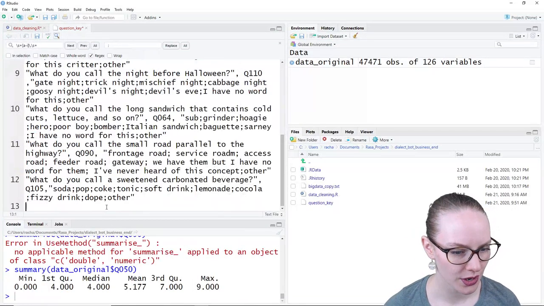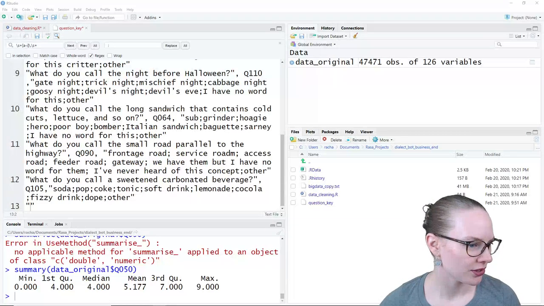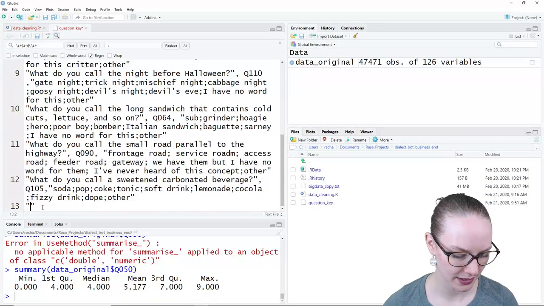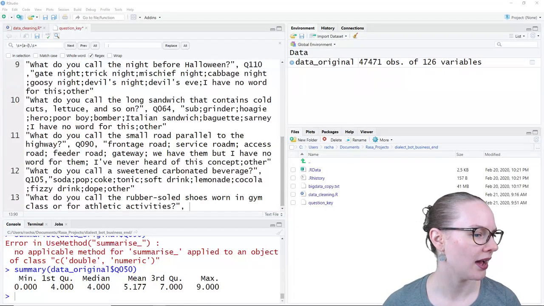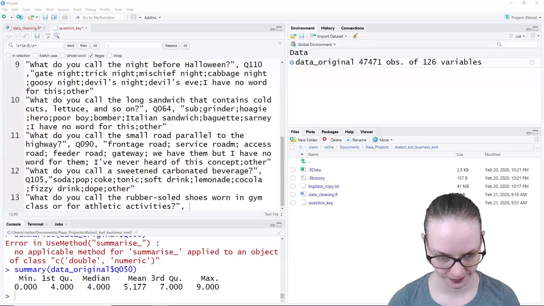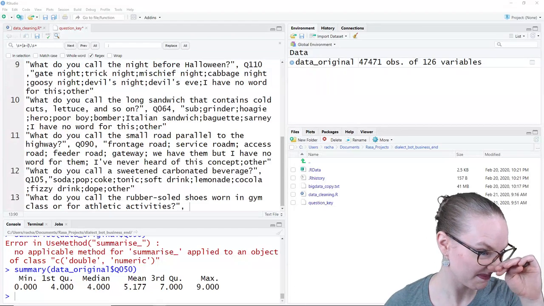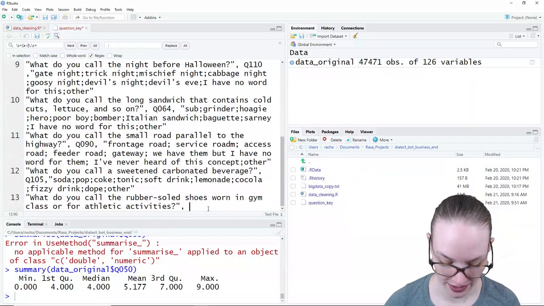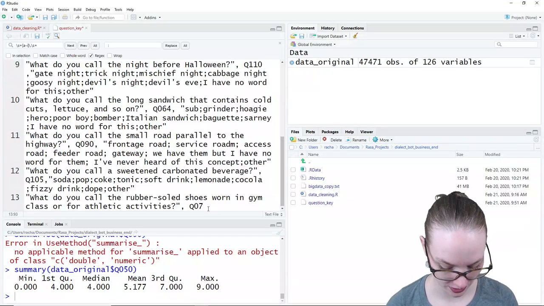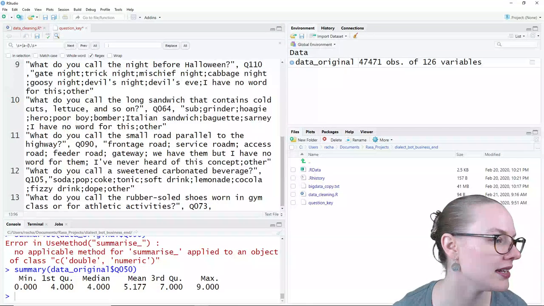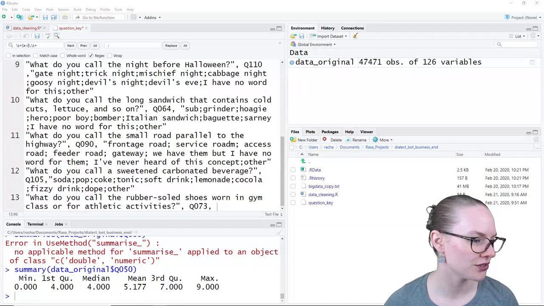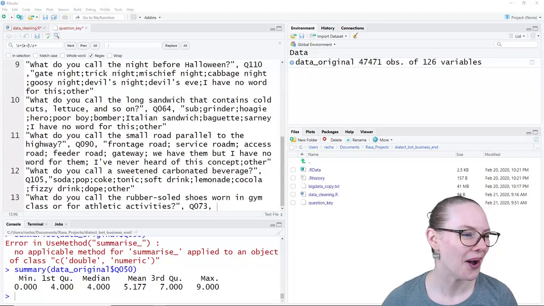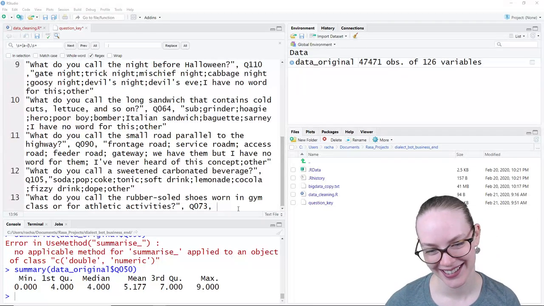Pop this over. What do you call the rubber-soled shoes worn by? I know that people who are really into them call them sneakers, because sneakerheads are a thing. But not a hobby I've ever super gotten into. And then that is question 73. Yeah, 0, 7, 3. And then the options are sneakers, shoes. Okay, yes, technically they are shoes.